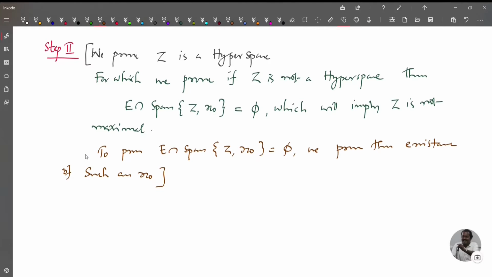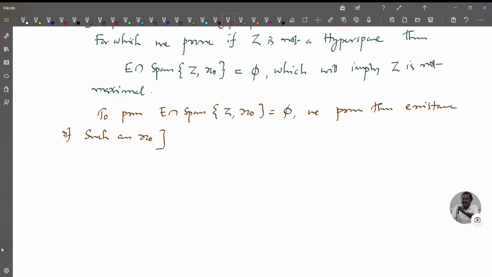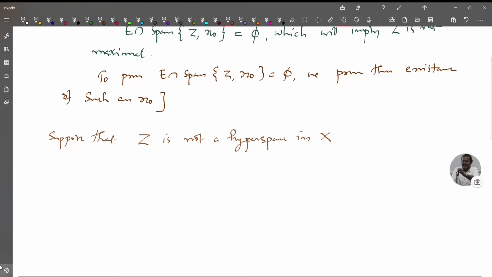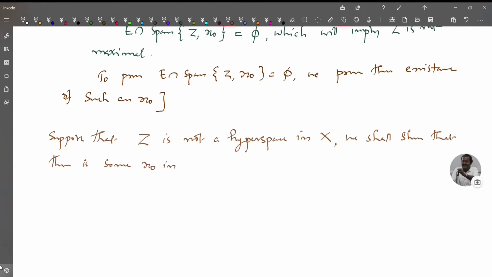So we assume that Z is not a hyperspace in X. We shall show that there is some x0 in X with x0 does not belong to Z, and E intersection span{Z, x0} equal to phi.